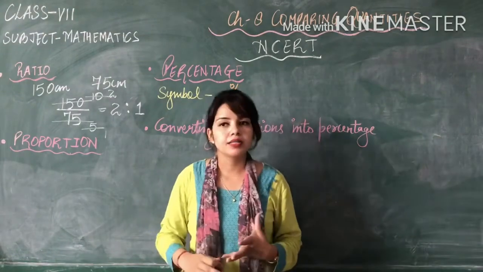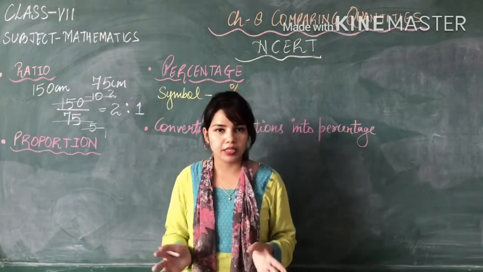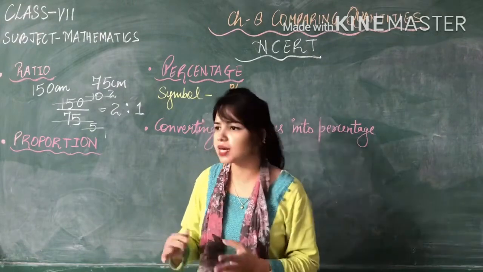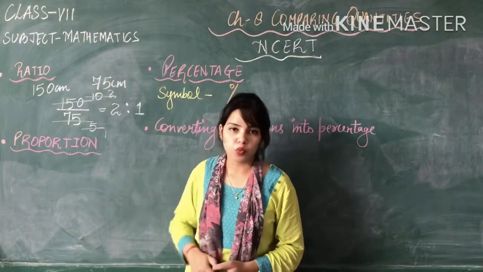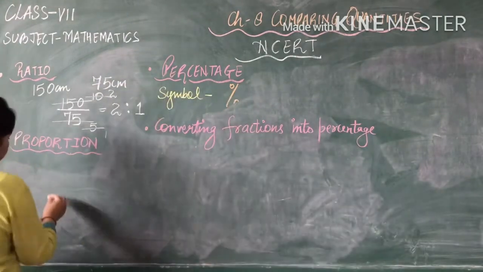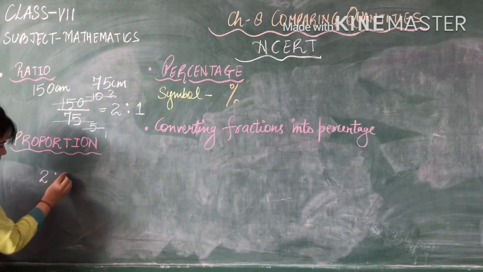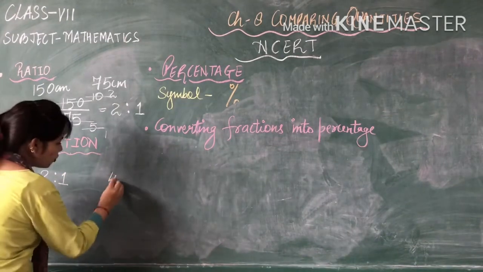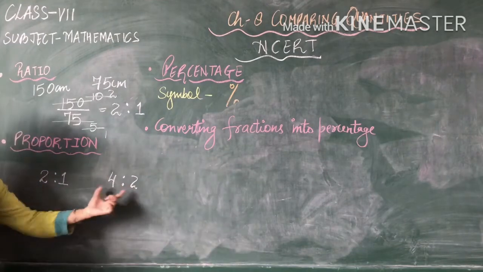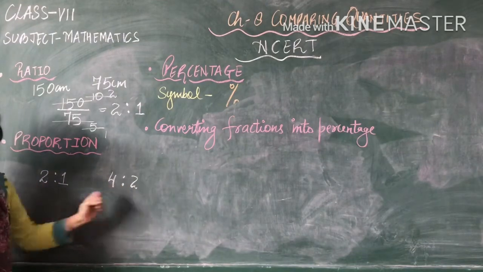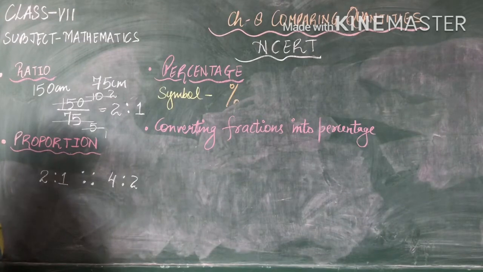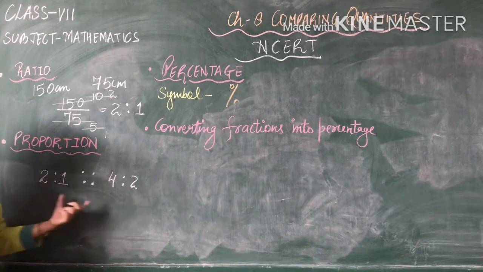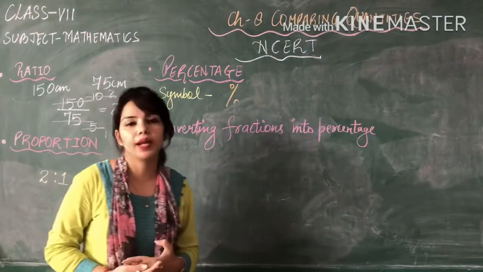Now, there are some ratios which are equivalent. They are the same on reducing to the lowest. Those ratios, when written together, are known to be in proportion. Suppose 2:1 and 4:2. When you reduce both, they come to 2:1 only. So they are in proportion. This double colon we make is the symbol of proportion. That means they are equivalent ratios. So proportion basically means equivalent ratios.